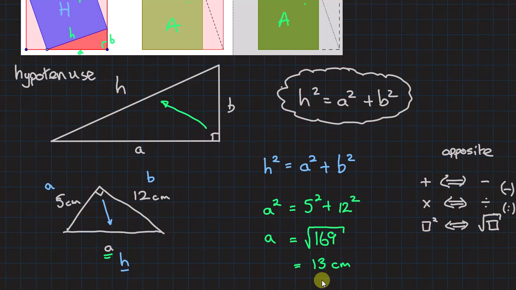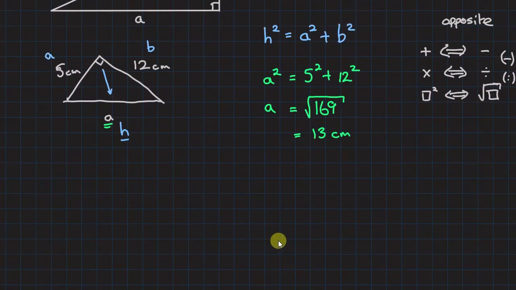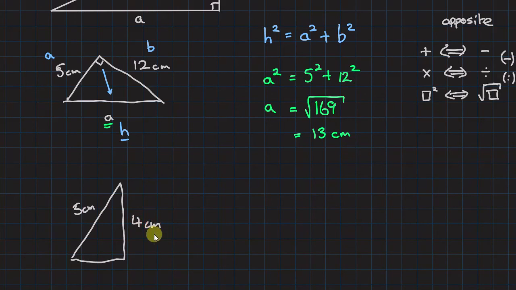I'm going to give you another question. Notice the directions. What's going on? I'm going to tell you something weird. I'm going to tell you that this side is 5 centimetres, this side is 4 centimetres, and I want to know what the side down the bottom is. And I'm going to call it B for bottom.